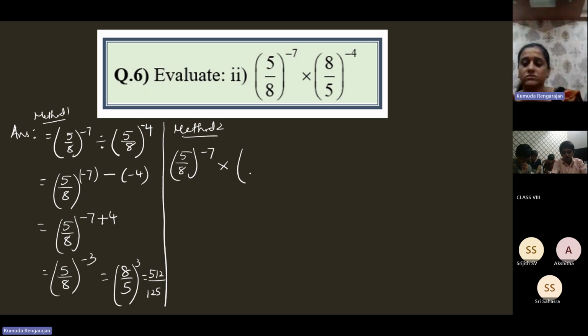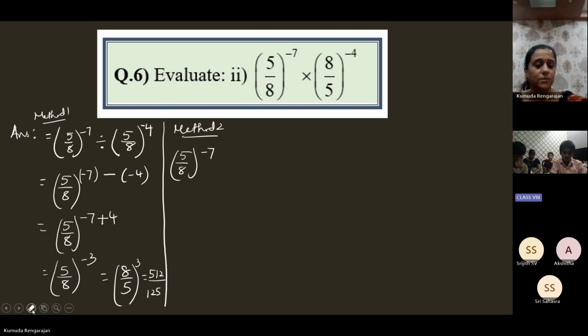That's a question. Yes, ma'am. After that, ma'am, we can simplify it. 8 cancel, 5 and 5 we can cancel it, ma'am. No, one second. Please come again, I didn't get you. What should I write? 5 by 8 to the power minus 7 and then into 8 by 5 to the power minus 4.